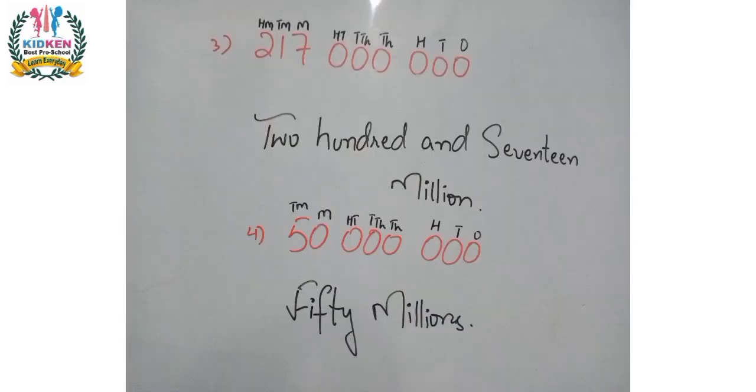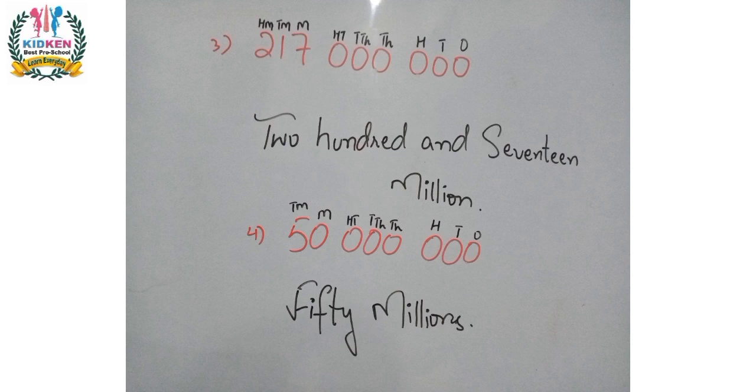Next part of this question is 217, then 3 times 0 and again 3 times 0. We again start counting from right hand side to left hand side. Here the place values up to 100,000 have 0. Millions place value has 7, 10 millions place value has 1 and 100 millions place value has 2. So we can write this in words as 217 million.